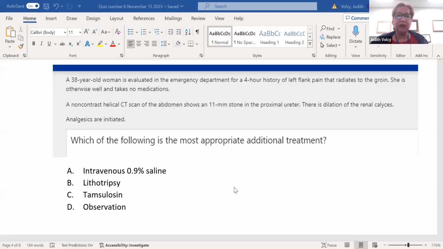So the key thing about this question is, what is the most appropriate treatment? How will you treat it? Because you might say, well, until urology comes, that's not going to happen instantaneously. We can give the patient some fluid and put them on tamsulosin, but that's not going to really get rid of the stone.